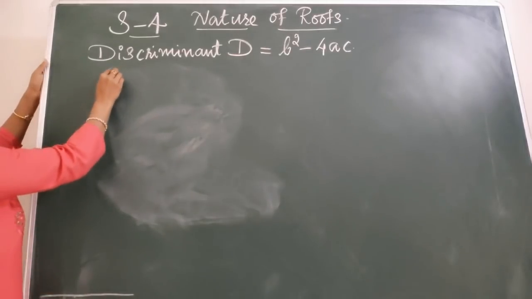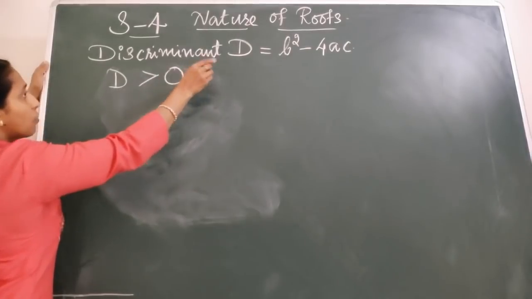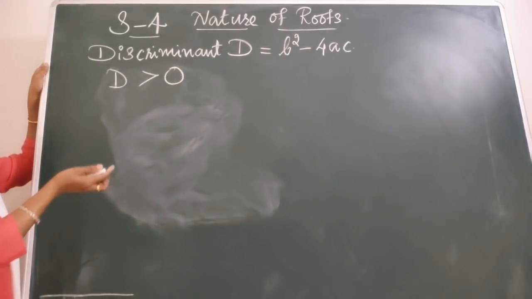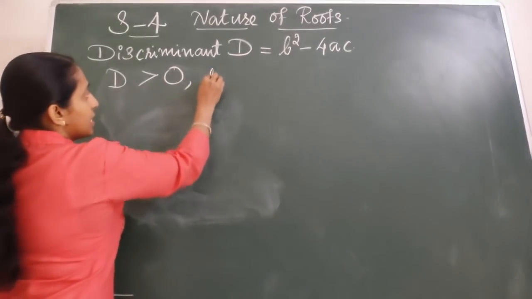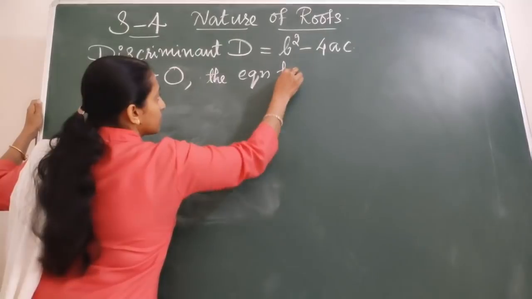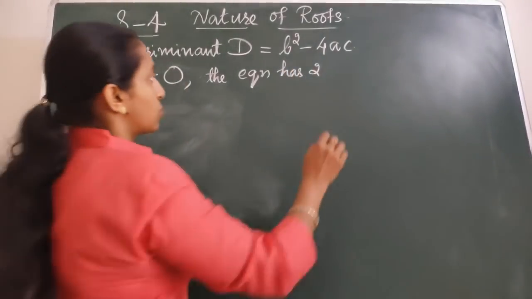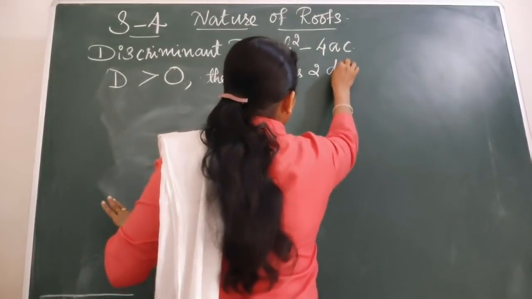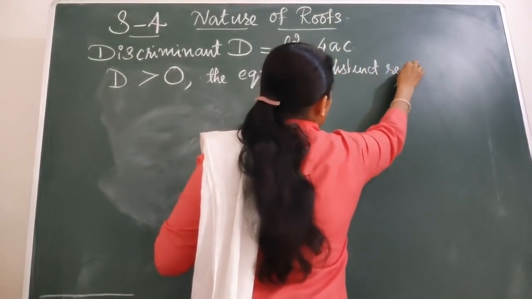So if capital D is greater than 0, if the value of b square minus 4ac is greater than 0, then we can say that the equation has two distinct real roots.